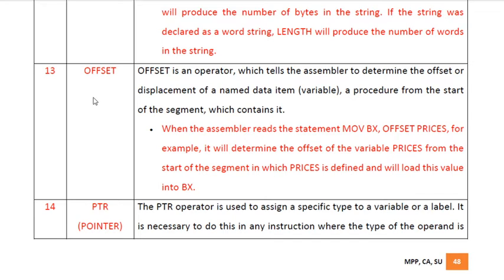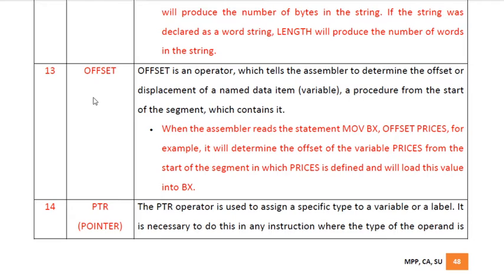Now likewise you have another assembly directive that is called PTR, which stands for pointer. The pointer operator is used to assign a specific type to a variable or label.